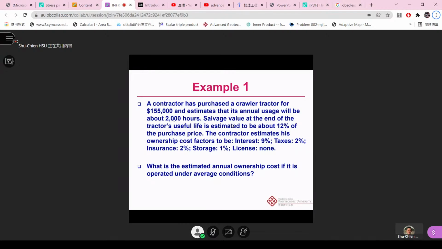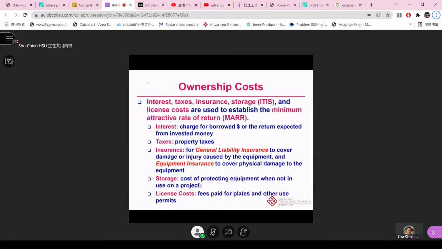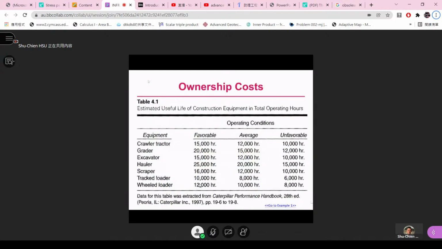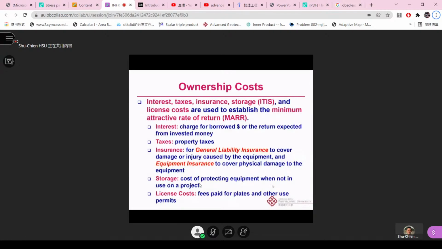So for this one, a contractor just purchased a crawler tractor. So now you have the information: crawler tractor for 155,000. How can we know how long, what is the end? Because now we want to know the useful life, right? For this crawler tractor, we can refer to this page. Crawler tractor in average condition, we know that this equipment can be used for 12,000 hours, right? Can you see that? Average condition, 12,000 hours here.